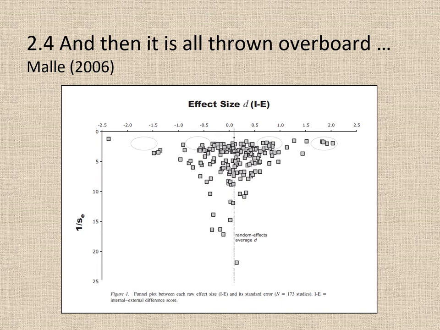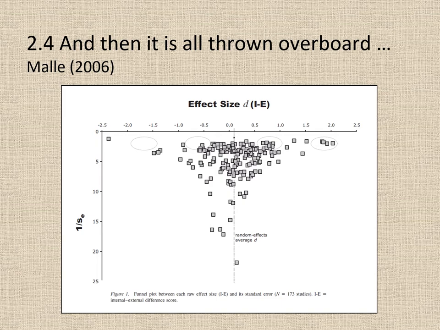A negative value means that actors give their own behavior internal explanations to a higher degree than observers do, the opposite way. And you see there are almost as many studies on the negative side as on the positive side. On this axis we have one divided by the standard error. And you all know what standard error is, how that is calculated, right? How is standard error calculated? You take the standard deviation and divide it by the square root of the sample size, exactly.